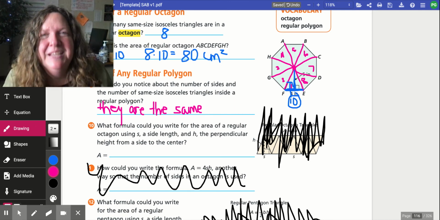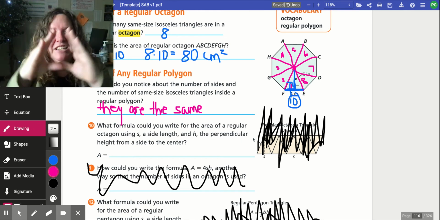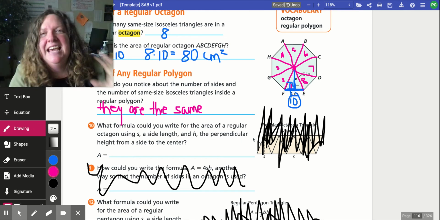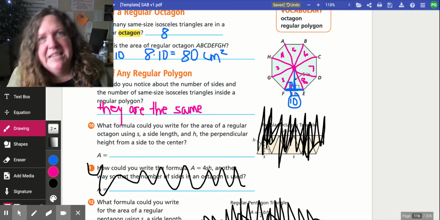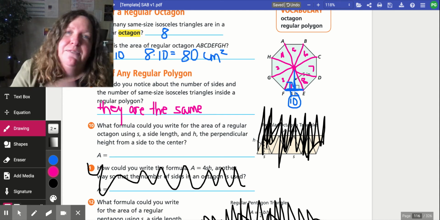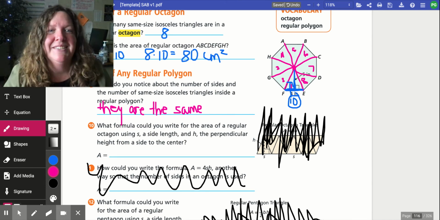They're the same. The number of sides on a regular n-gon tells us the number of little triangles in that n-gon. If there are 6 sides, there's 6 triangles. If there's 8 sides, there's 8 triangles. If there are 22 sides, there are 22 triangles.